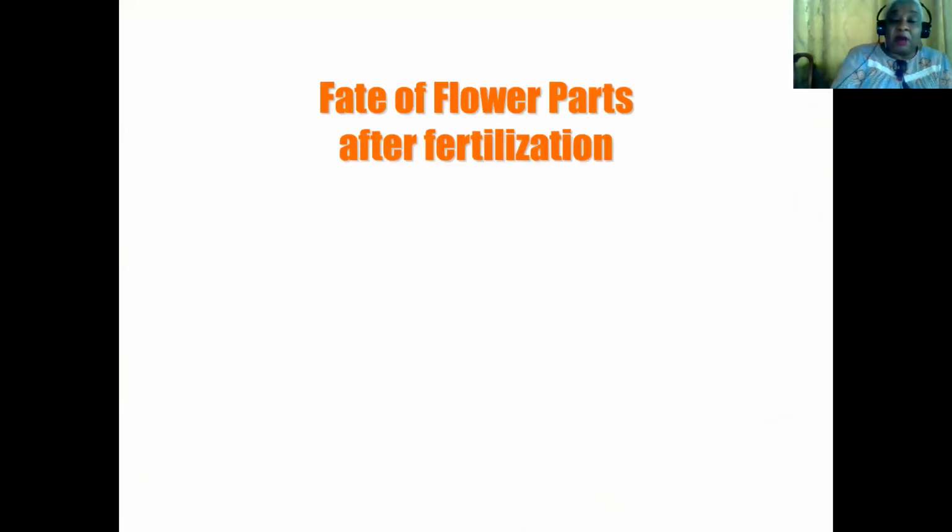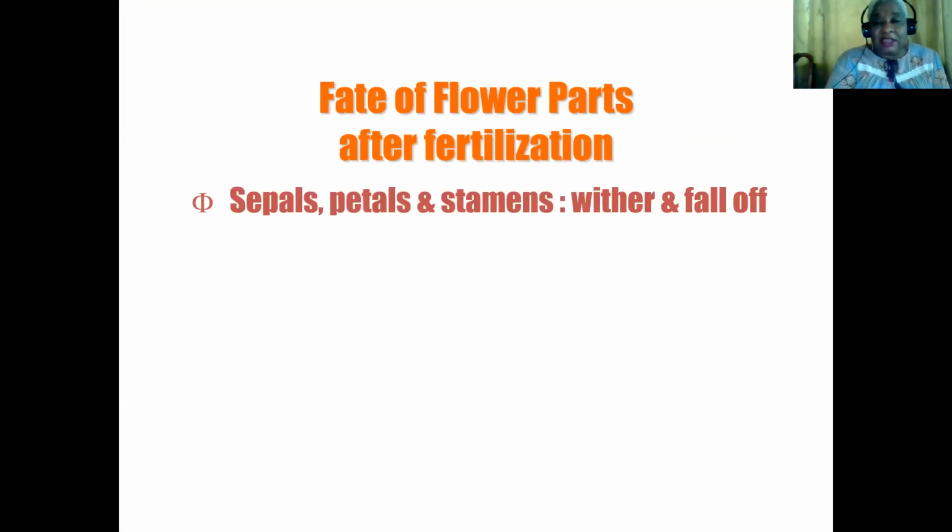So what happens to these flower parts after fertilization? This is a question that has been asked in the past, and probably will be asked again. So the sepals, the petals, and the stamens wither and fall off. Remember now, the sepals protect the flower while it's a bud. The petals protect the other parts while they wait to do their thing. You don't need the stamens anymore, so they fall off.